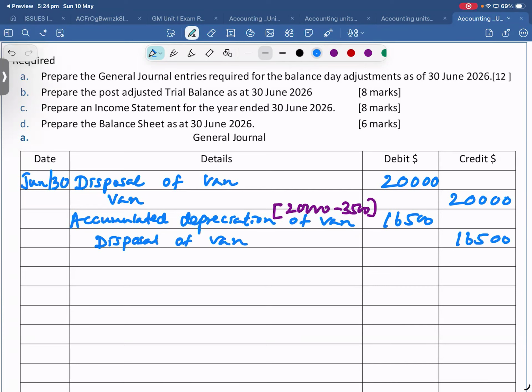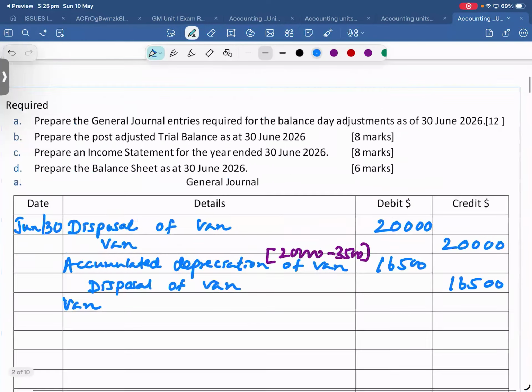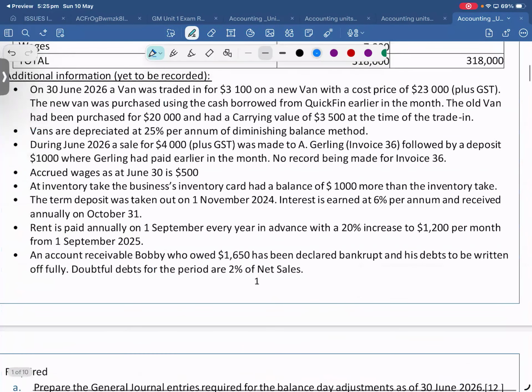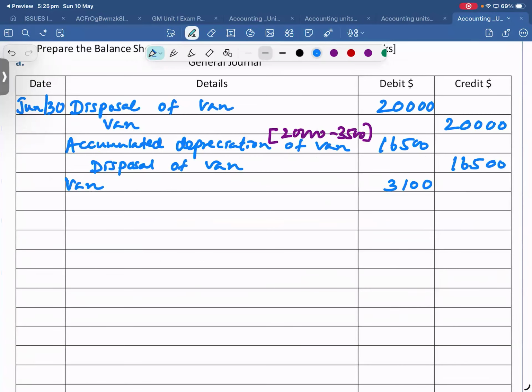Right, next entry. Van. Van, how much? 3,100 credit. Disposal of van. Next one.